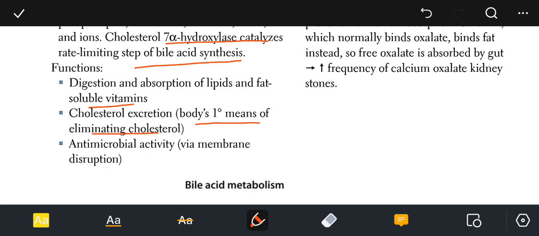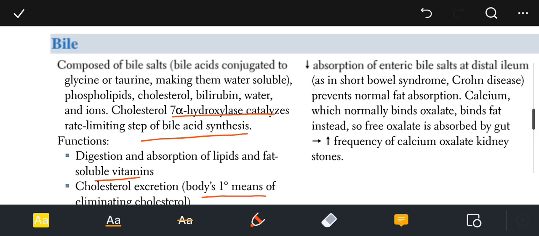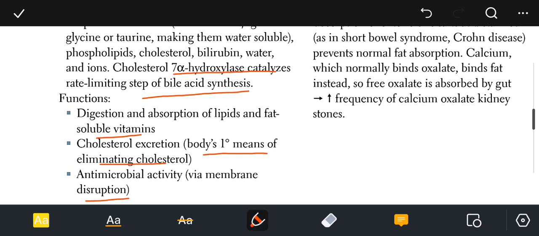Antimicrobial activity by membrane disruption. So these are the three main functions of the bile: digestion and absorption of lipids and fat-soluble vitamins, and cholesterol excretion, the body's primary means of eliminating cholesterol.